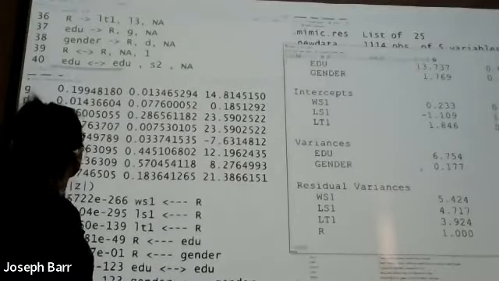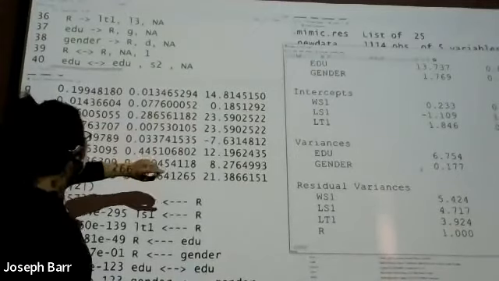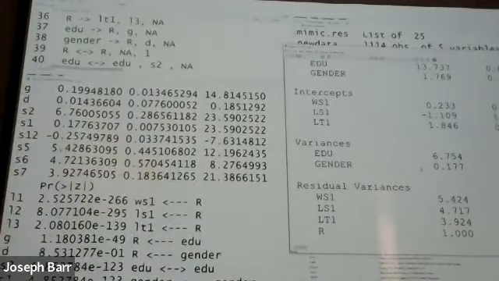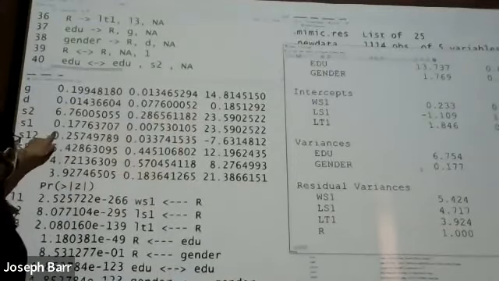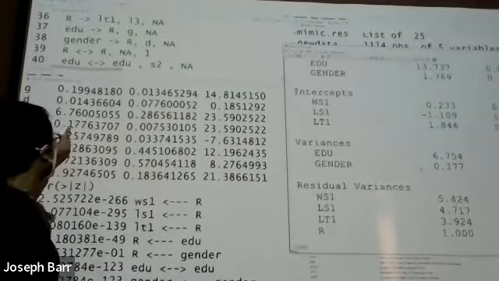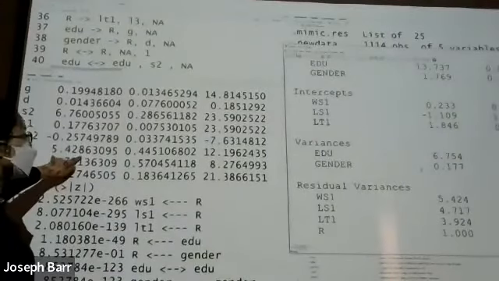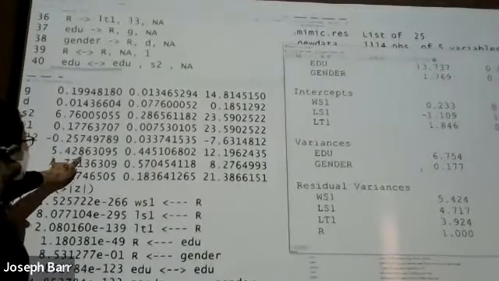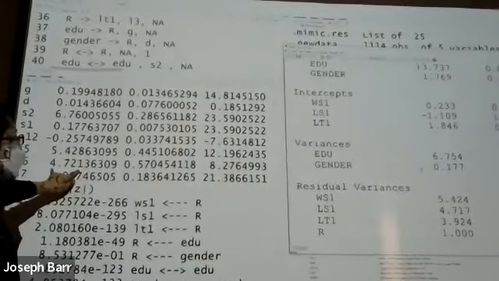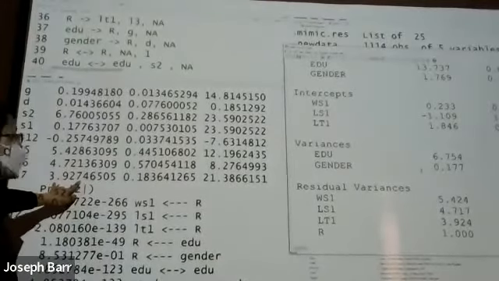Okay, 6.0. Even this is different: 6.76 versus 6.754. S1 is also a little bit different. If you round it up, it's 0.178. Residual is different. LS is different, as 0.7. This is LT.